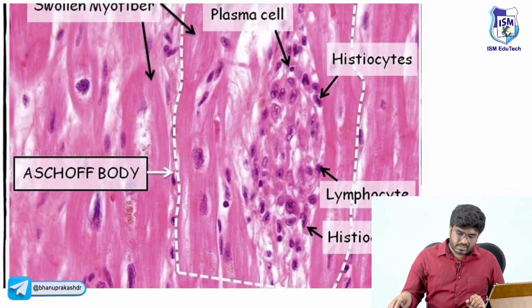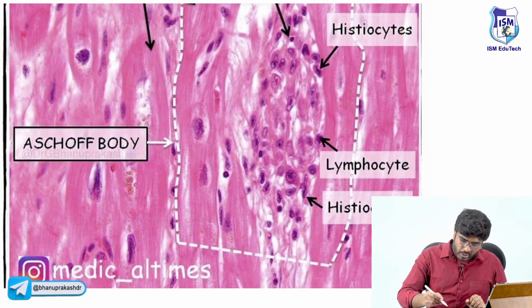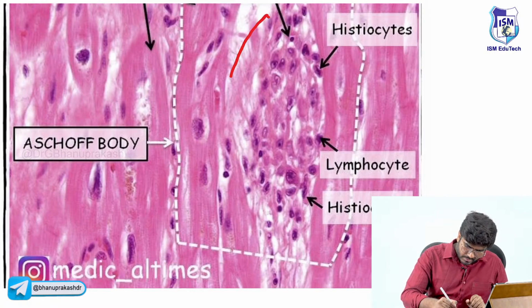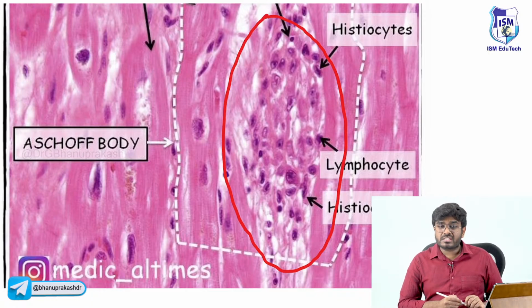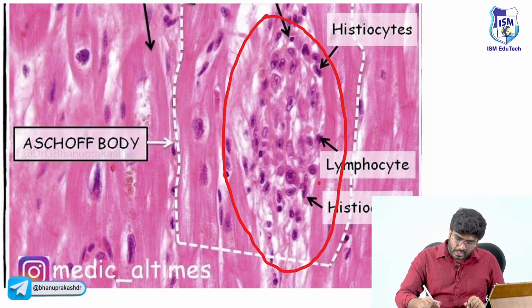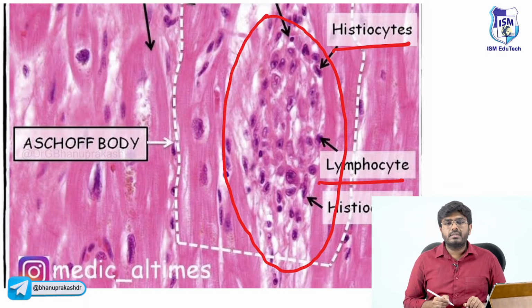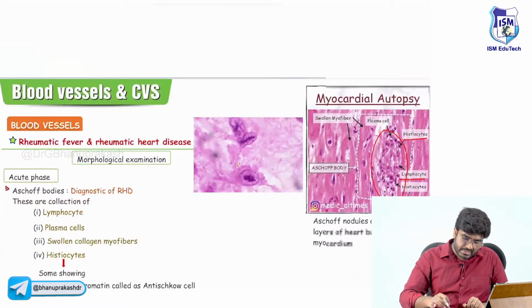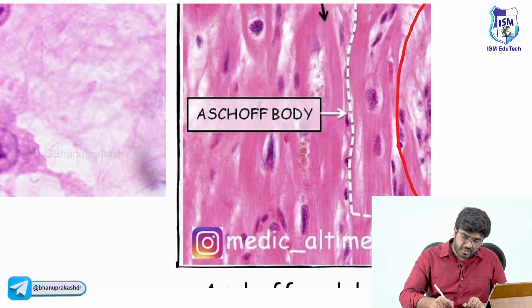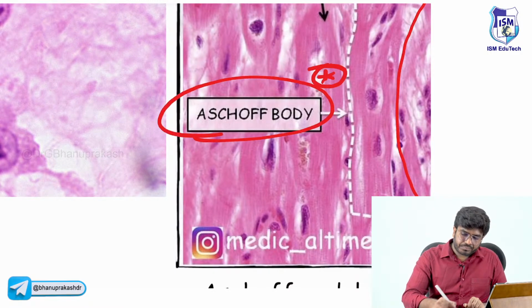So, this is the heart. In the myocardium especially, you can see here a granuloma. It's inflammation, actually a granuloma. What exactly are you looking at here? See, there are lymphocytes, histiocytes. This granulomatous inflammation, the granuloma seen in the myocardium, is called Aschoff body. MCQ. This is called the Aschoff body.